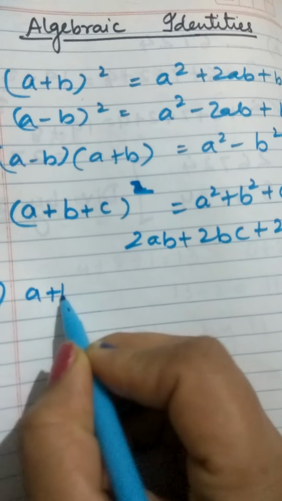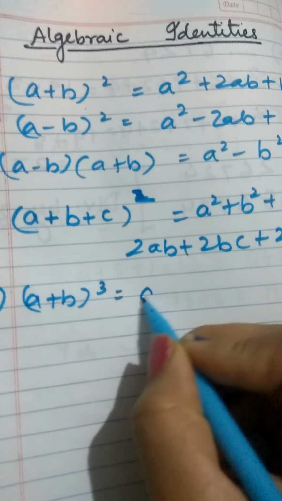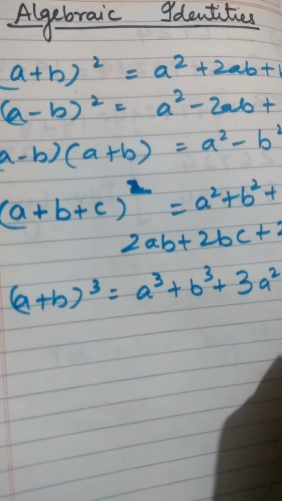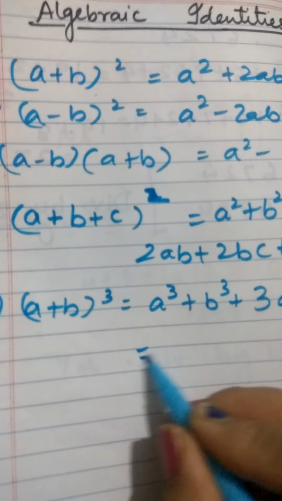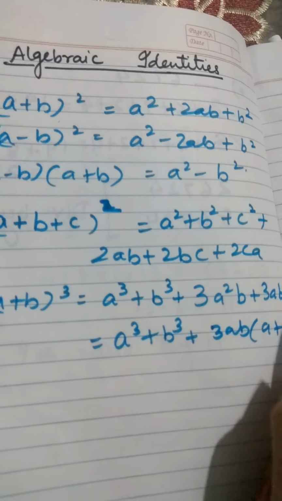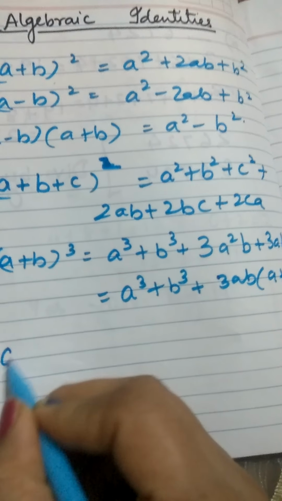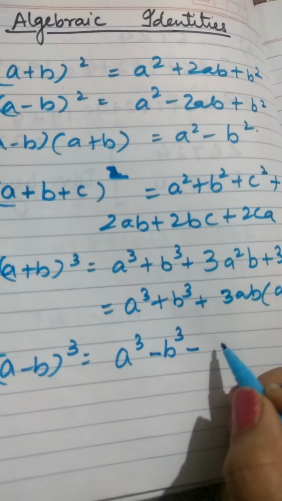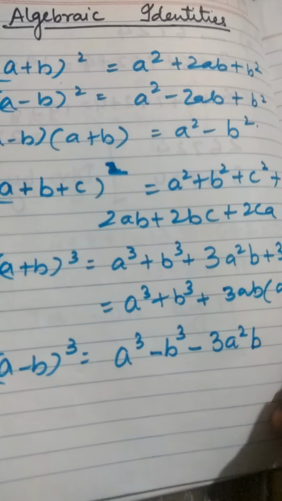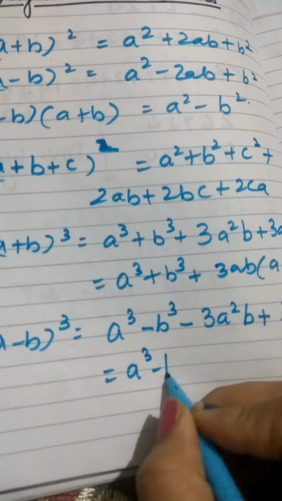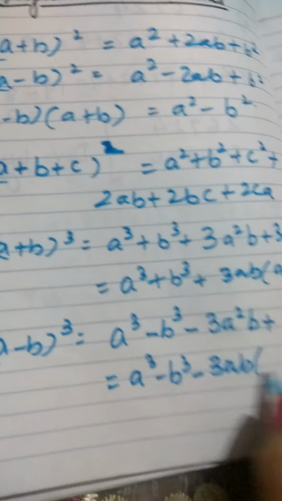(a plus b) whole cube. This is very important. So this is equal to a cube plus b cube plus 3a square b plus 3ab square. This is also written as a cube plus b cube plus 3ab(a plus b). Here it is just expanded, the same thing. Now we have for (a minus b) whole cube, that is equal to a cube minus b cube minus 3a square b plus 3ab square. This also can be written as a cube minus b cube minus 3ab(a minus b).